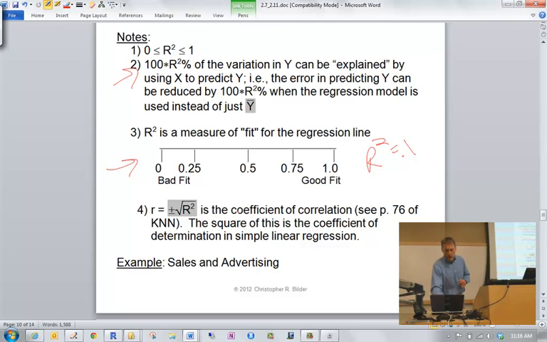All of you should have heard of a coefficient of correlation before. Well, in this setting, when we have one predictor variable only, if I take the square root of R squared, I get the coefficient of correlation, where I put a positive or negative sign there depending upon if I have an upward trend for a positive relationship or a downward trend for a negative relationship.